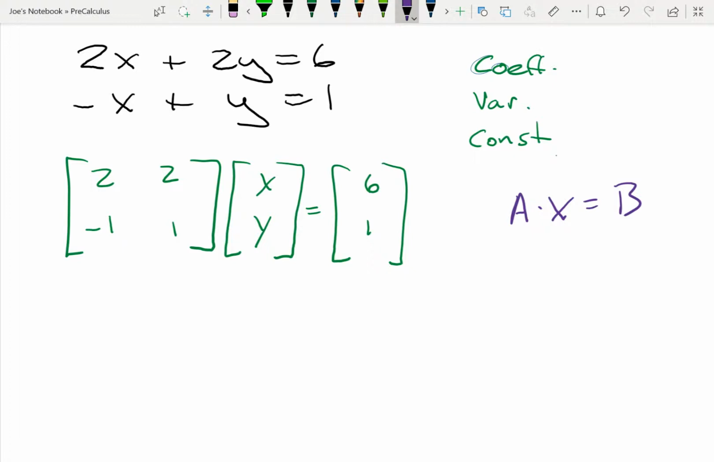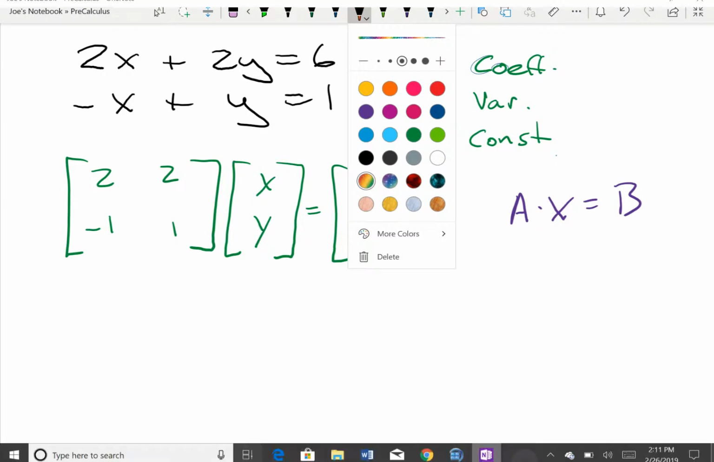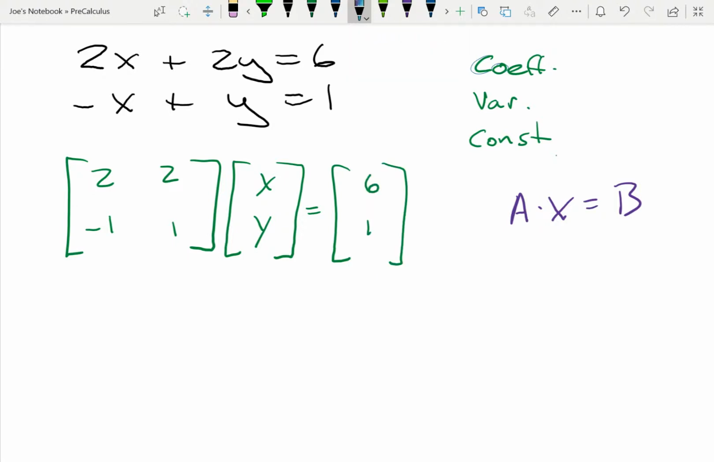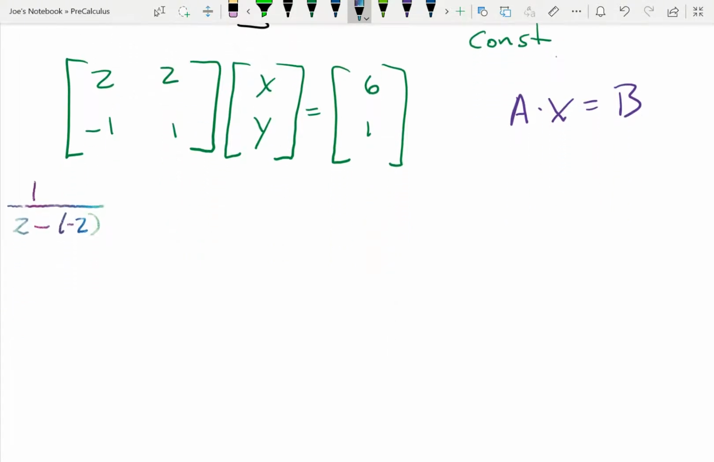So we're going to multiply the left and the right by the inverse. I'm going to put the inverse in. Right, here we go. So the inverse is going to be 1 over 2 times 1 minus negative 1 times 2. So that's minus a negative 2. I'm using careful parentheses, negative, negative.